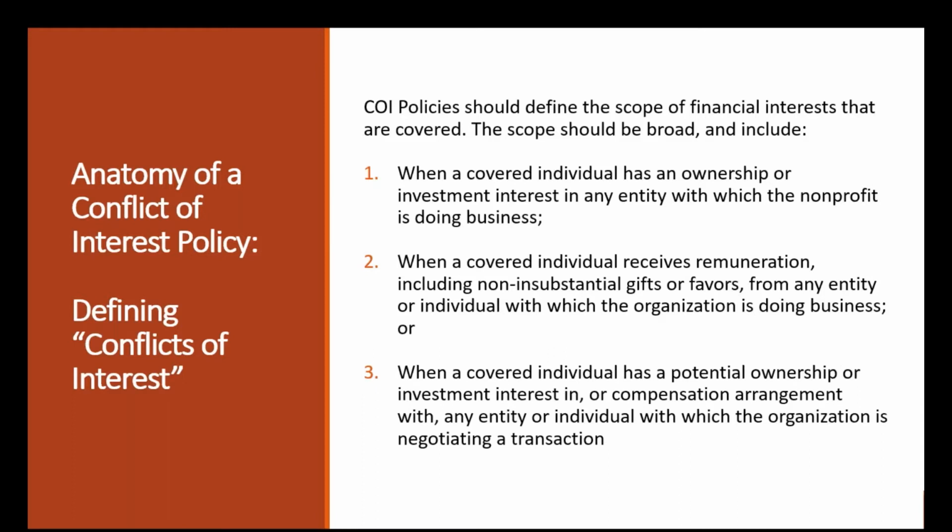And finally, it should include when a covered individual has a potential ownership or investment interest in an entity or individual with which the organization is negotiating a transaction. So this just bumps the timeline up a little bit more. As soon as you start considering or negotiating a transaction, that should be enough to give rise to a potential conflict and trigger this process of disclosure and exclusion for the potentially conflicted individual.